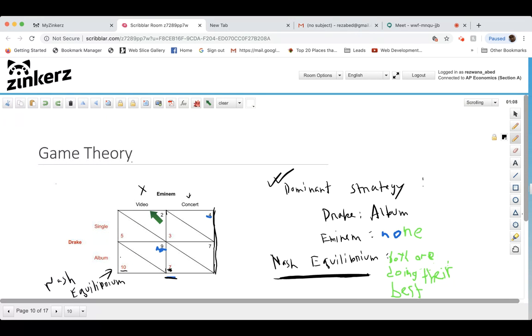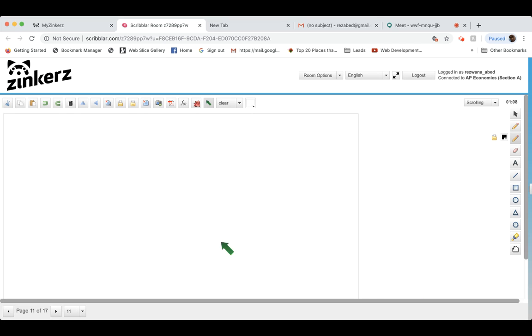Does everybody, or at least sort of understand, what's going on here? Do you guys have any questions? As we go through more examples, this will become more clear. Okay, so let's do some more examples.